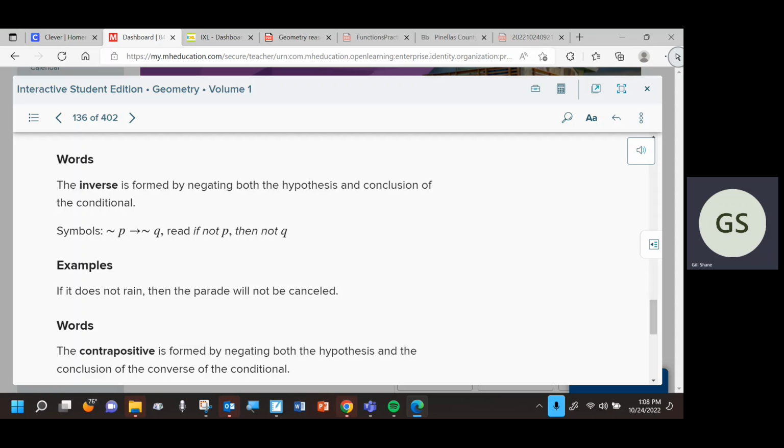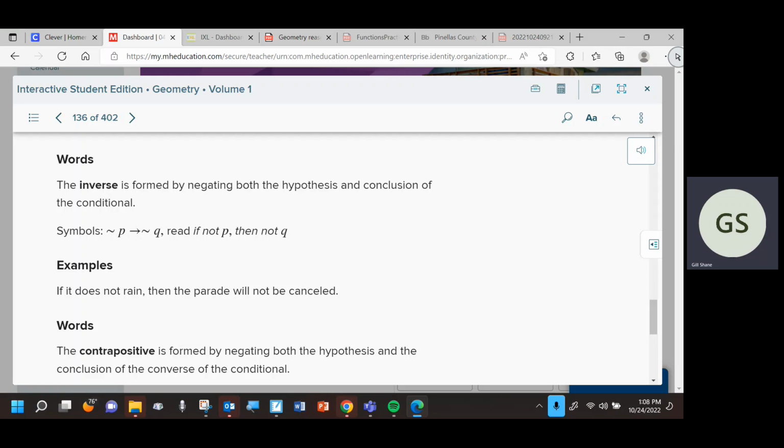We still have P first and then Q, but we make them both not statements. And this is the one, well, they give you the answer really. So if it does not rain, then the parade will not be canceled. Again, may or may not be true. Again, maybe it gets canceled for other reasons. So just because it doesn't rain doesn't mean that the parade won't be canceled. Like, we don't know. Maybe COVID hits and they cancel everything.